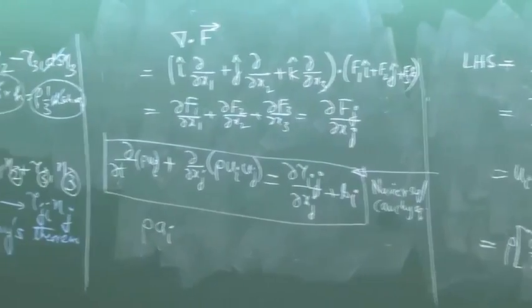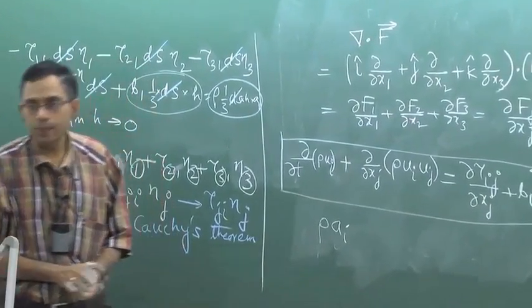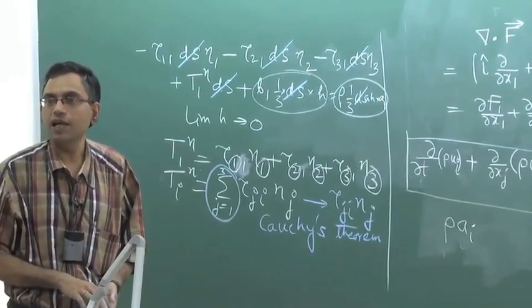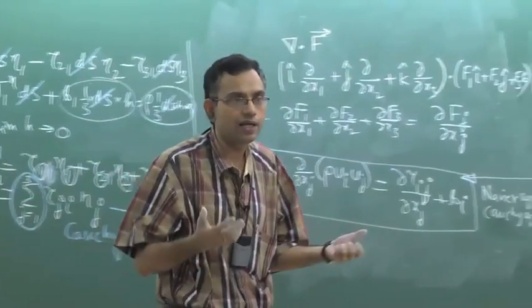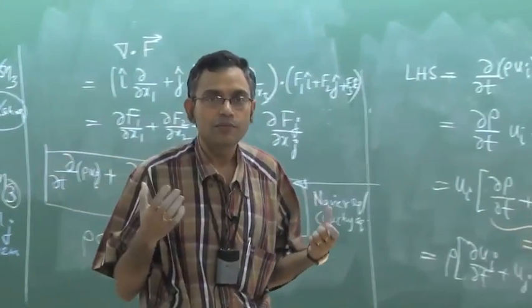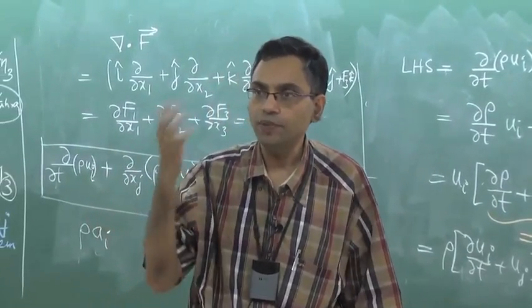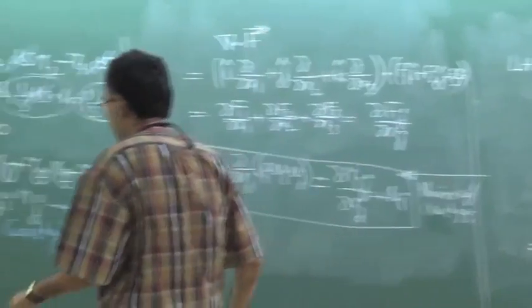Now let us look into the situation: how many equations, how many independent equations and how many unknowns do we have? Do we have a sufficient number of equations to solve for the velocities? In fluid mechanics, one of the primary matters of importance is to obtain the velocity field. So how many equations and unknowns do we have? Let us see.